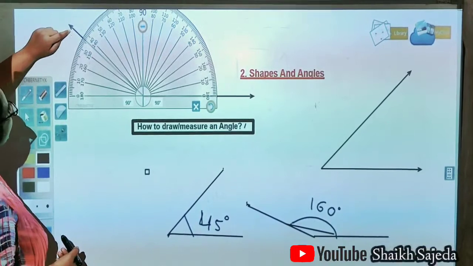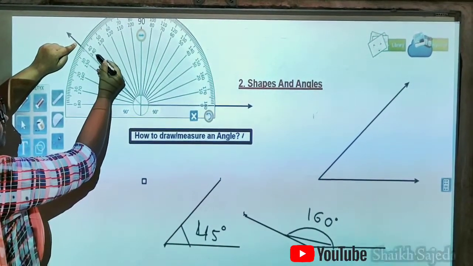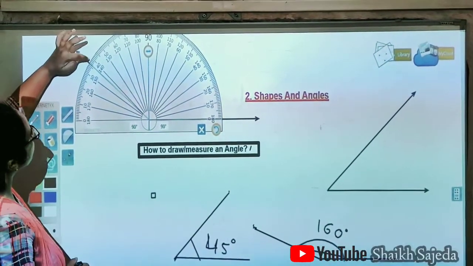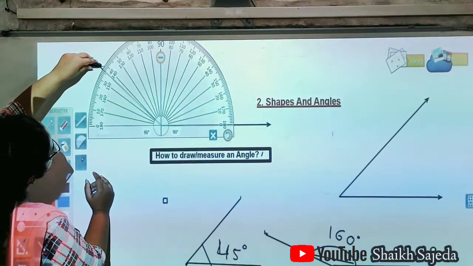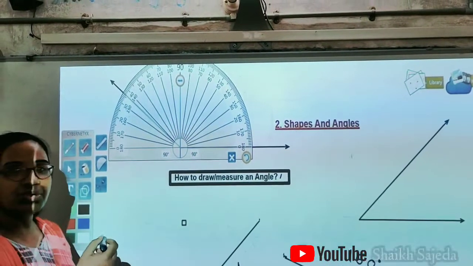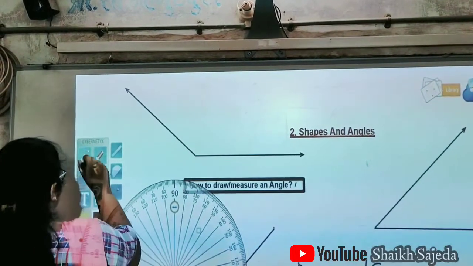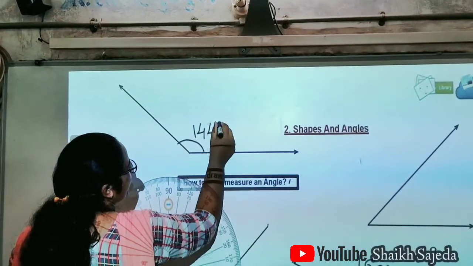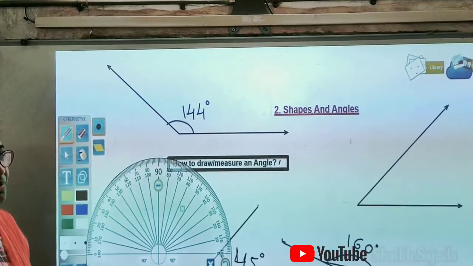So here we can say that this arrow is between 150 and 140. Now exactly where it is, so that we will count the lines from here. This is 140, 141, 142, 143 and 144. So we can say that this angle is of 144 degree. This is an obtuse angle and it is of 144 degree.